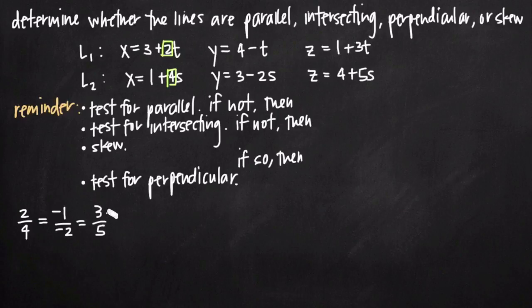Now, if this equation is true, we know that our lines are parallel and we don't have to go any farther. If this is not true, then we can rule out that our lines are parallel. We can conclude that they're not parallel and we move on to our test for intersecting.